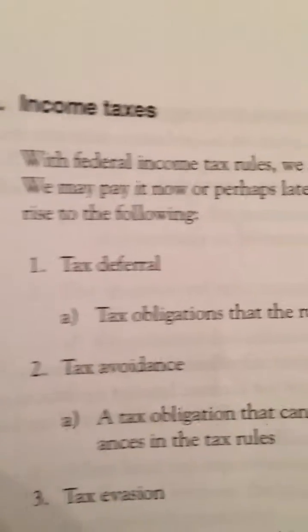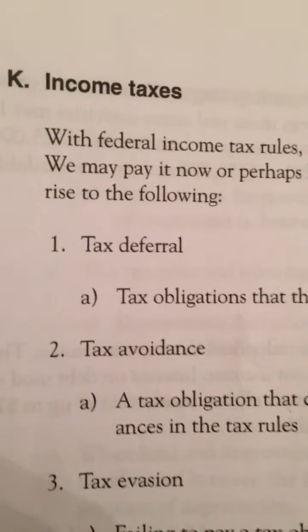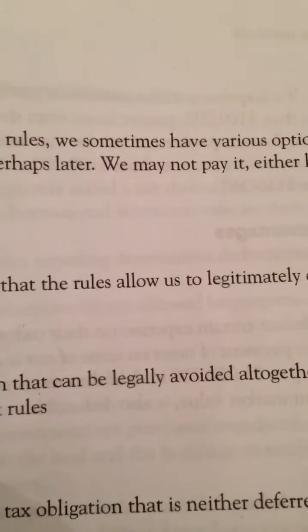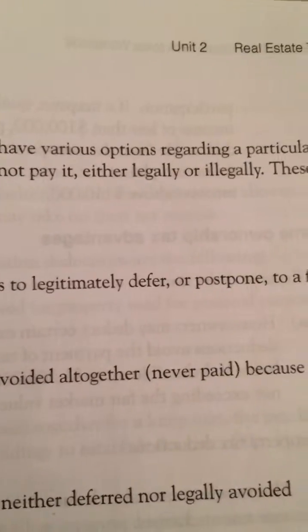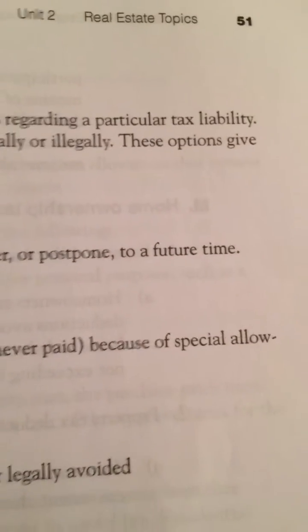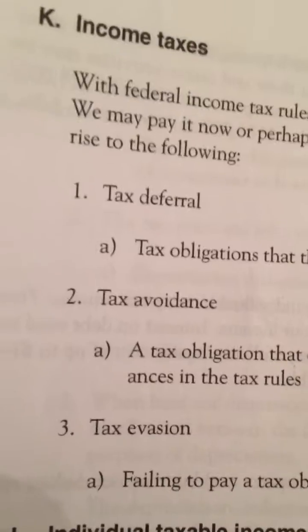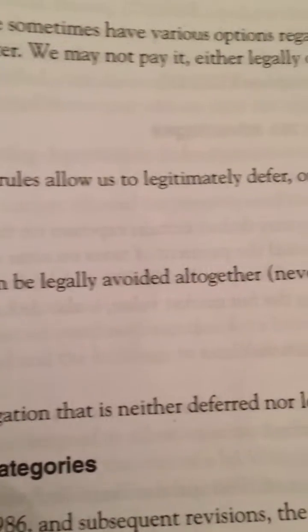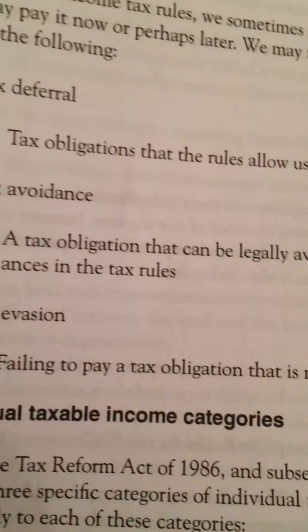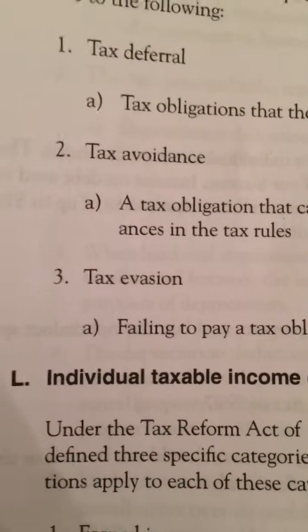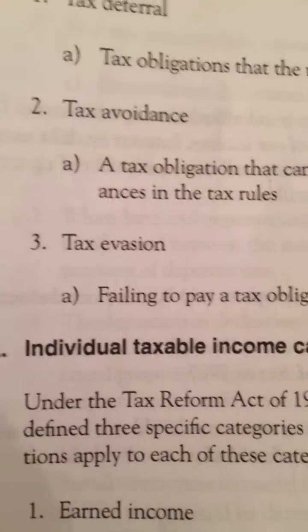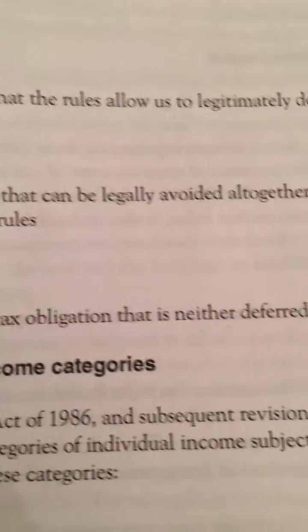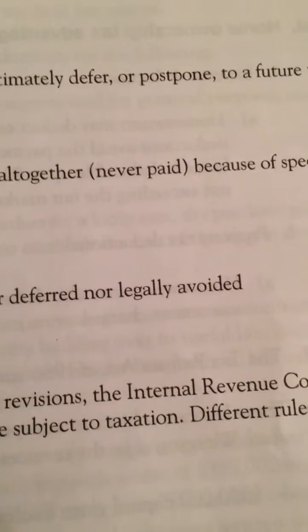1. Tax deferral. A. Tax obligations that the rules allow us to legitimately defer or postpone to a future time. 2. Tax avoidance. A tax obligation that can be legally avoided altogether, never paid, because of special allowances in the tax rules. 3. Tax evasion. A. Failing to pay a tax obligation that is neither deferred nor legally avoided.